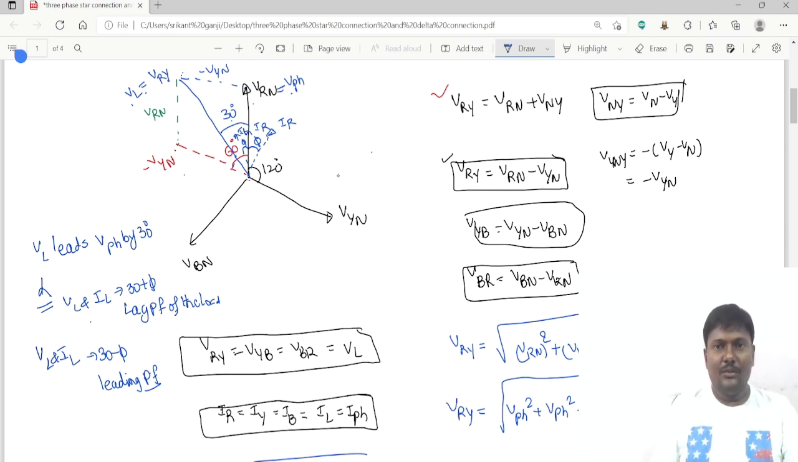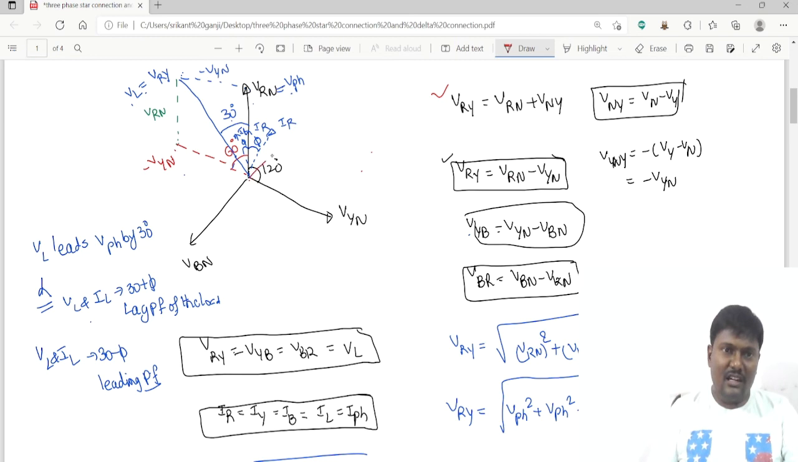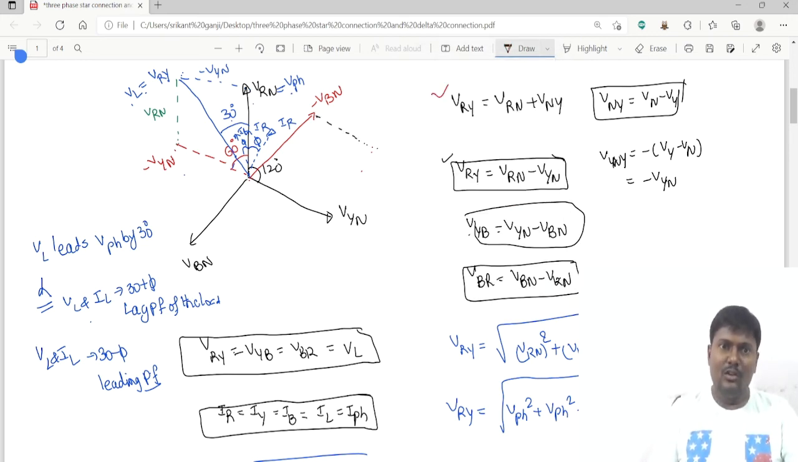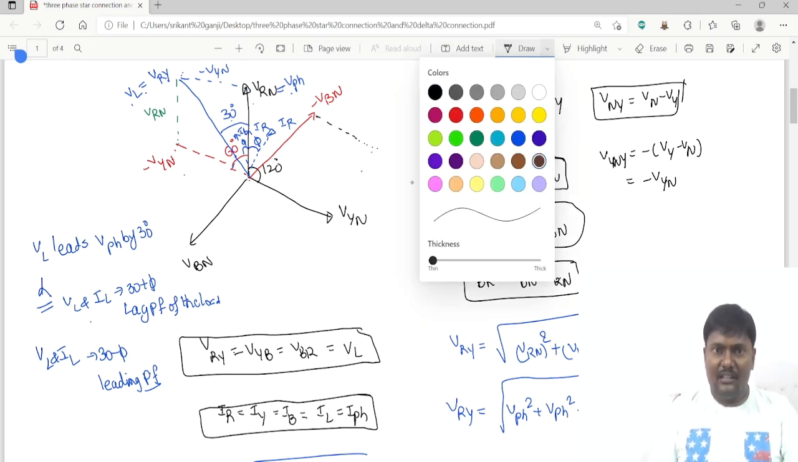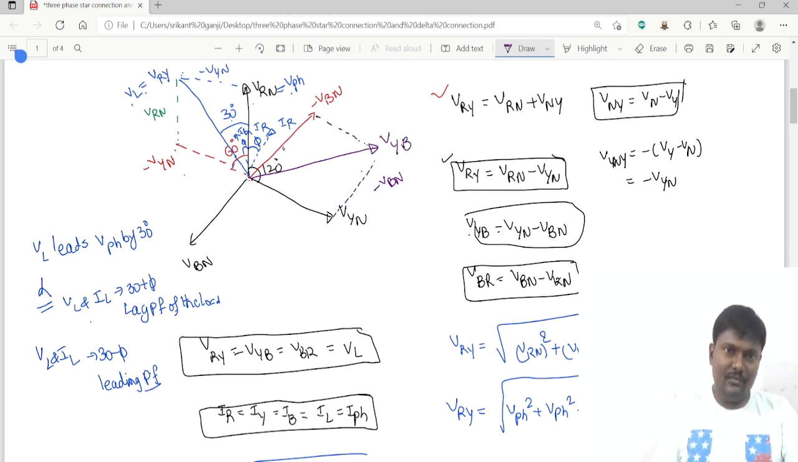Okay, and if you want to represent VYB, VYB means VYN minus VBN. So minus VBN is exactly 180 degrees from VBN. By adding these two vectors, draw a line parallel to VYN, and from this draw a line parallel to minus VBN, and add them, then I will get VYB. Here the total angle is 60 degrees and this angle is 30 degrees.